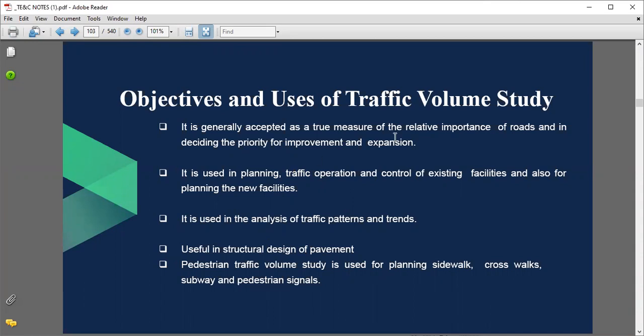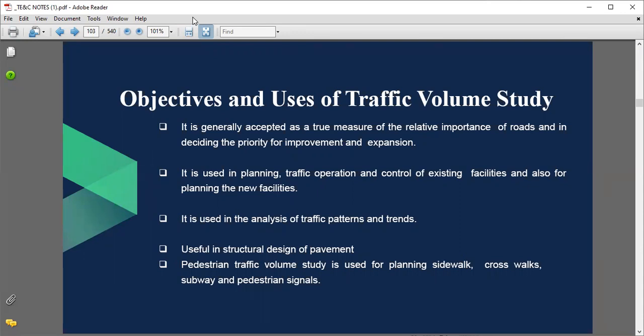It is useful in the structural design of pavement. Based on the traffic volume count, we know the load coming on the road structure. The road construction and the design of pavement depend upon the traffic volume study only. Based on this study, we can go for the structural design of the pavement, whether it should be a rigid pavement or a flexible pavement. Likewise, we can decide from this traffic volume study.